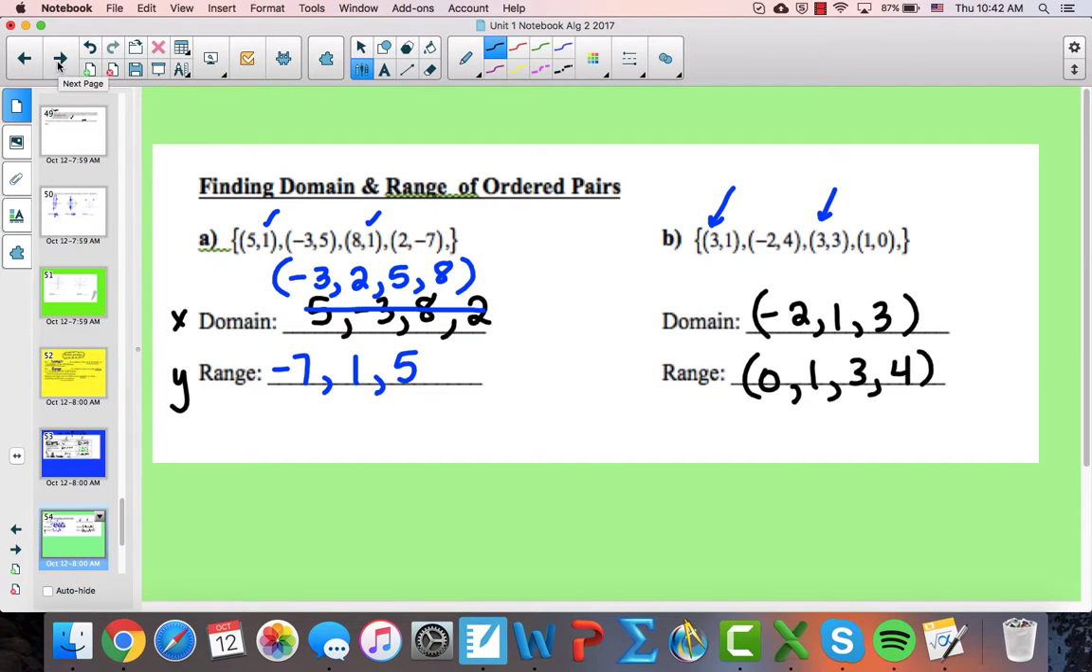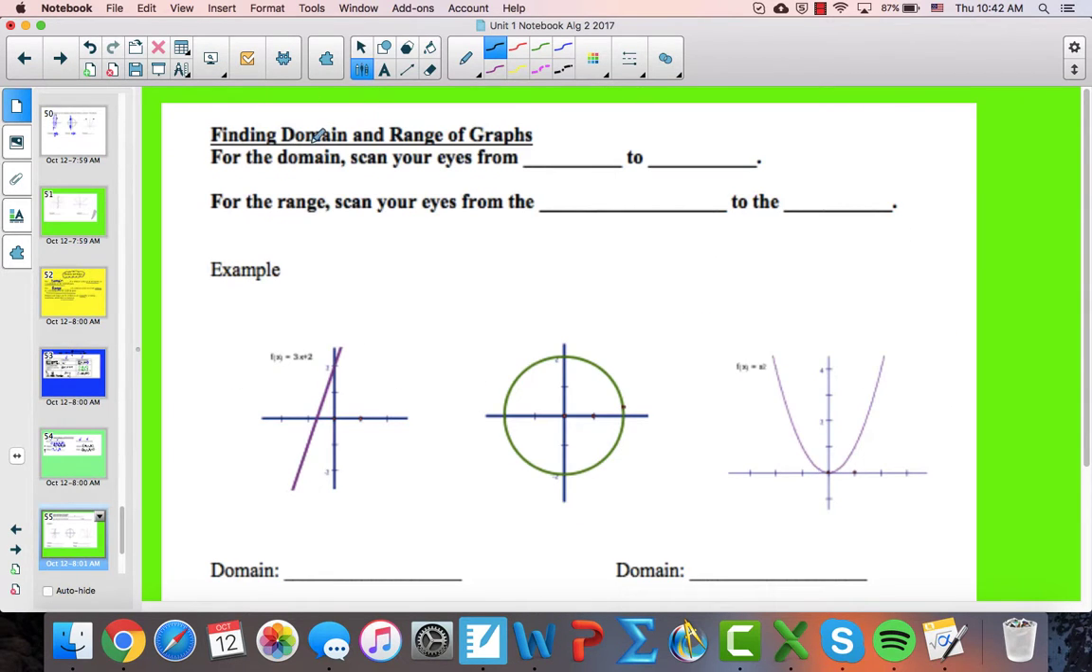All right, but what about when we look at a graph? When we want to find domain and range of graphs, if domain is my x values, that means I only want to look along the x-axis. So I need to scan my eyes from left to right along the graph. Left to right, so along the x-axis. So looking at that first one, along the x-axis. The range is the y value, so I want to scan my eyes from the bottom to the top. We always go from the lowest to the greatest, right? So from the bottom to the top.